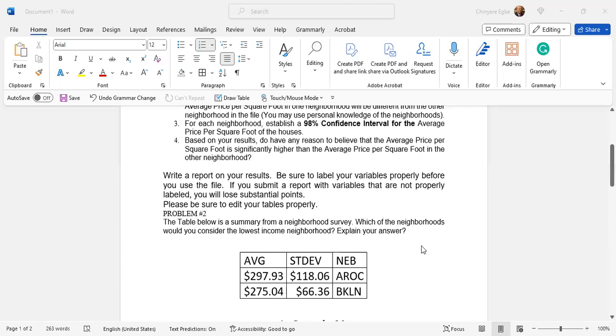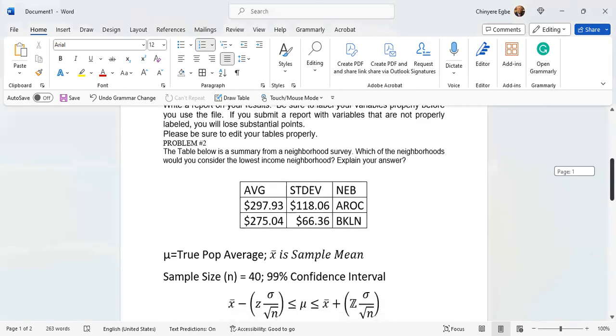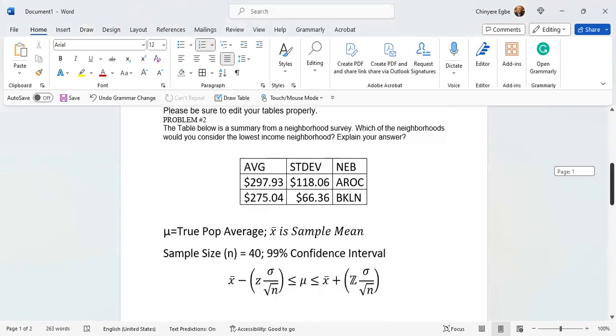Okay, so we have the average that we calculated. We have a standard deviation. We have the names of the neighborhoods. And so we do what is called a confidence interval. Now, the confidence interval, remember, we have to set a percentage level of confidence.